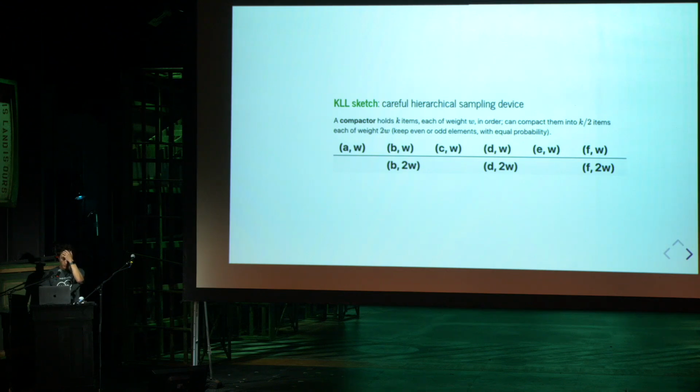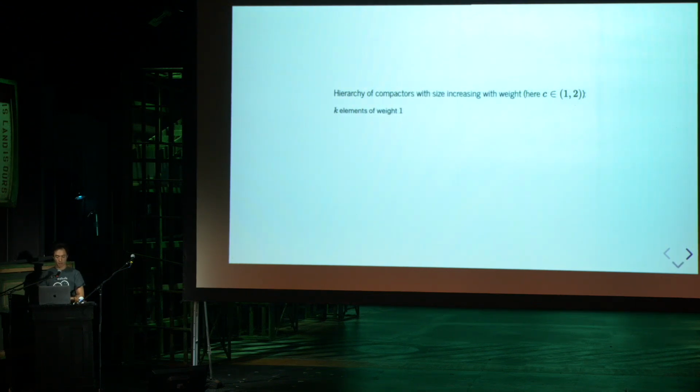Okay, and so all we're going to do is basically arrange a bunch of these in some hierarchy. A bunch of stream elements are going to arrive. We're going to keep them in sorted order. So we have K of them. The next one arrives, and we ran out of space in this level. So what do we do? Well, we perform a compaction.